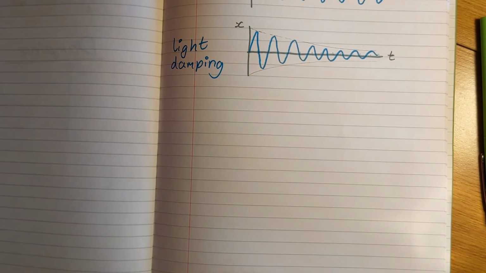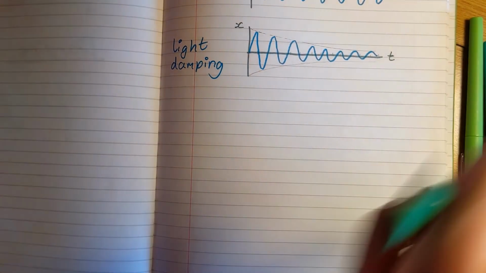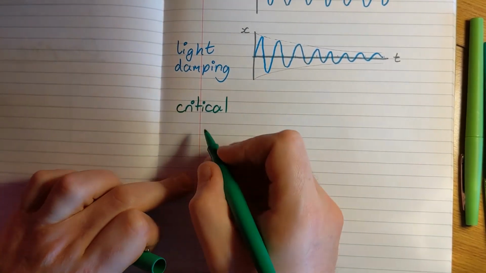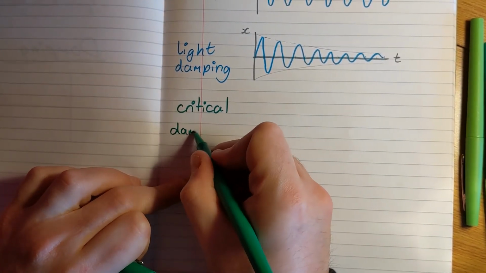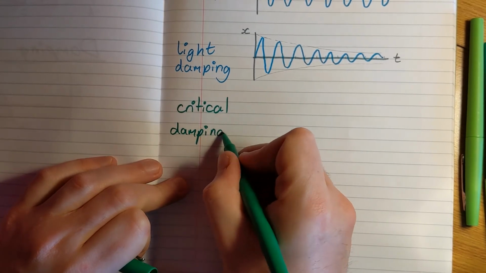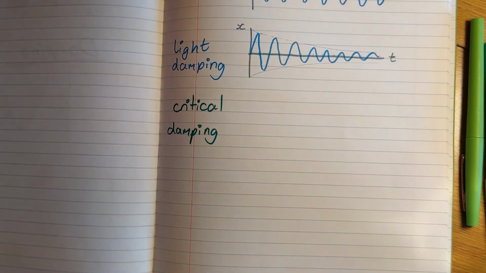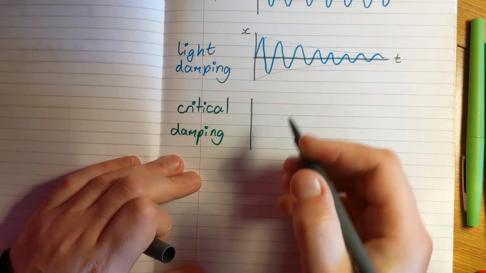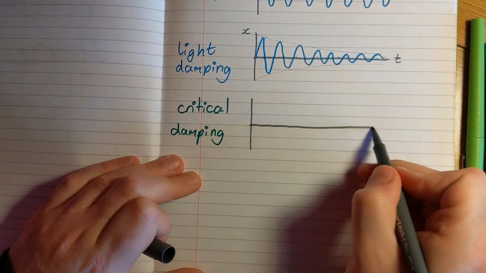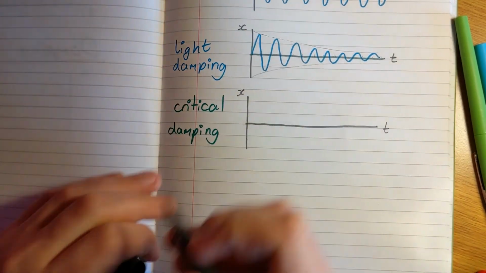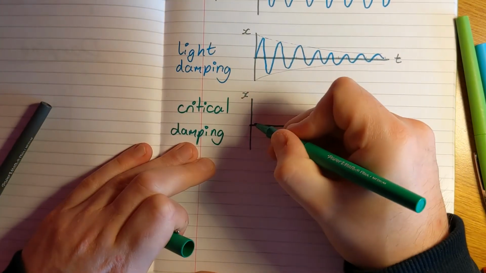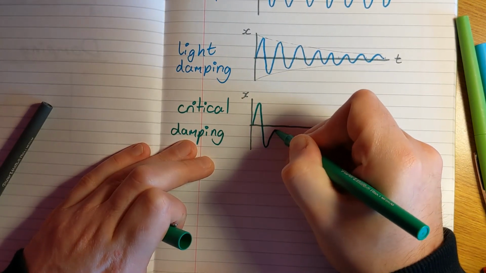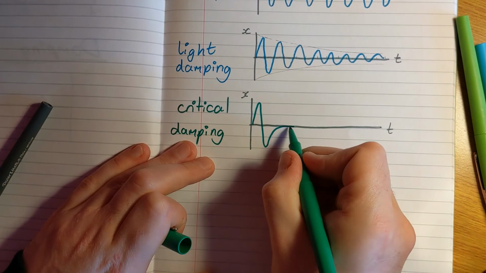We can have something called critical damping. Let's go for another colour here. So critical damping is when we've got enough damping for it to return to equilibrium after just a single oscillation. So there's our time axis again, and our x-axis. So if we have a single oscillation, first up to maximum amplitude, and then it'll come back down, and then come back to normal without oscillating any further.